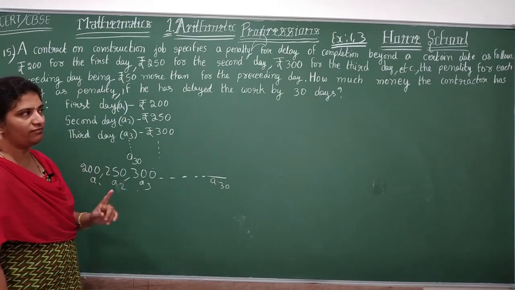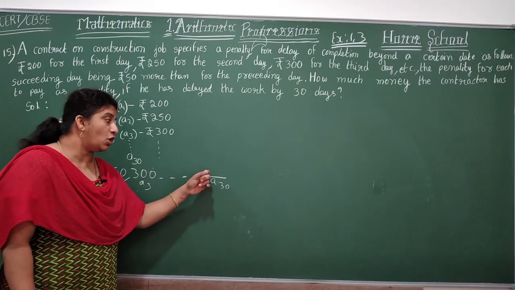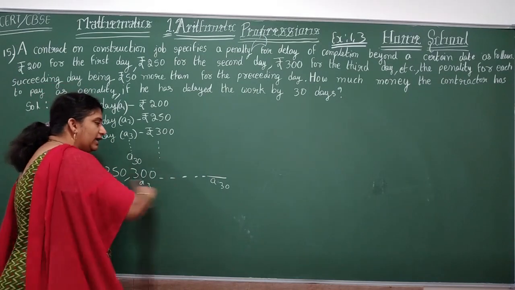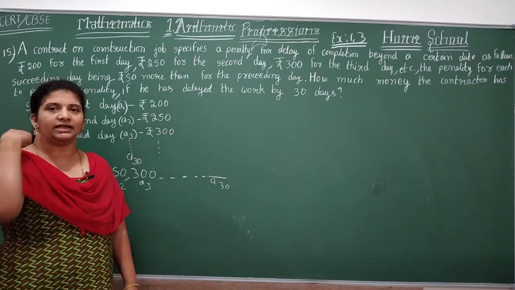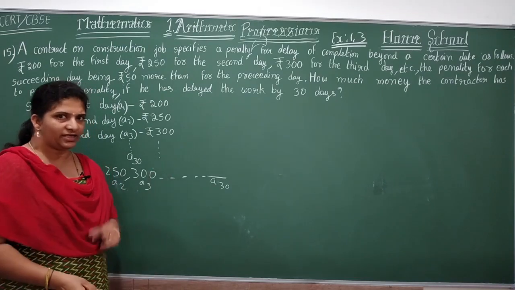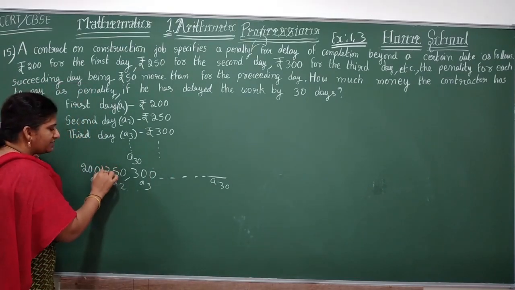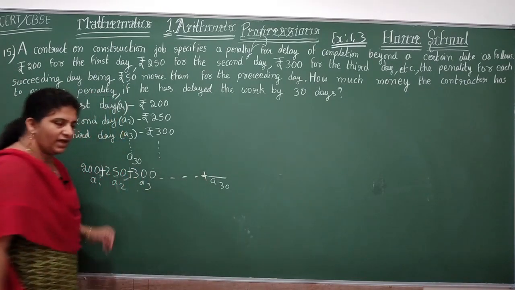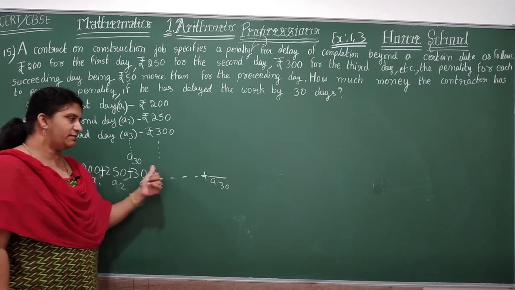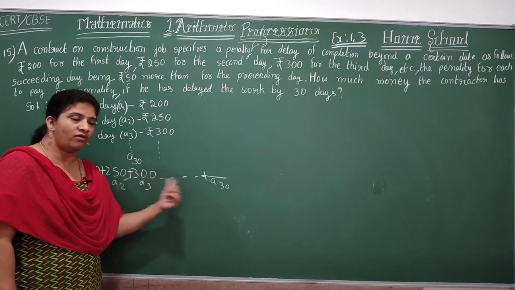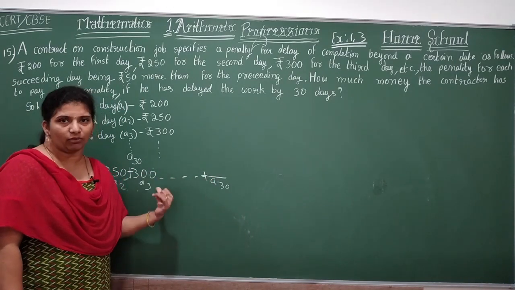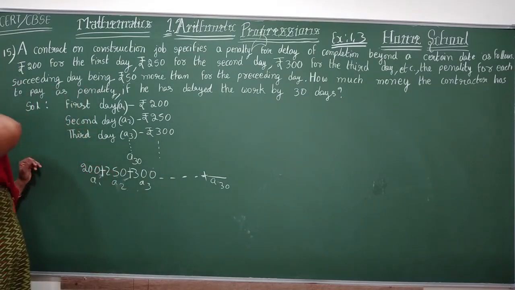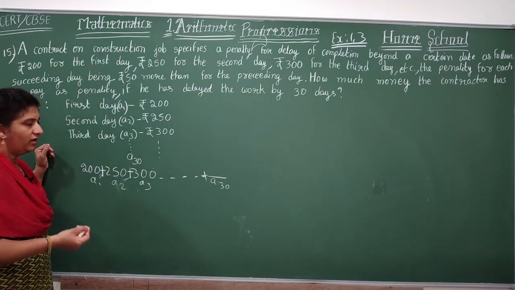But look here, once again you just confirm. The question asked is not the 30th day. They asked for 30 days total amount of penalty you are going to pay. So 30 days means what we are going to do, children? Instead of comma, we have to put a plus sign. We have to add up all days' penalty, that is the sum of 30 days penalty, total amount he has to pay is your problem. So now if you want, you can take directly the SN formula.